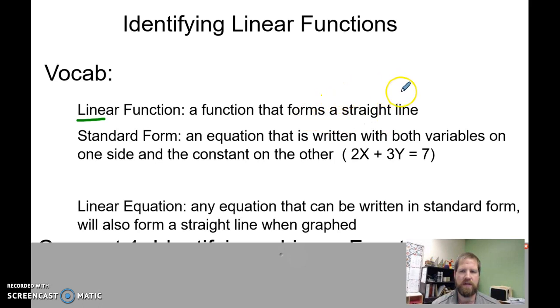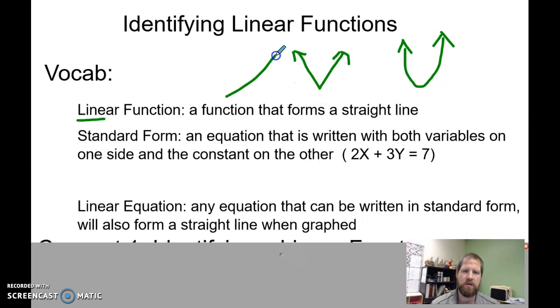If it curves, if it looks like a parabola or a U where it keeps going on, in this case kind of a smiley face, it's not going to be linear. If it breaks, so like an absolute value will look kind of like a V, that also is not going to be linear. It's got to be just straight. Well, that's not quite straight, but a straight line. And it also has to be a function. Okay.